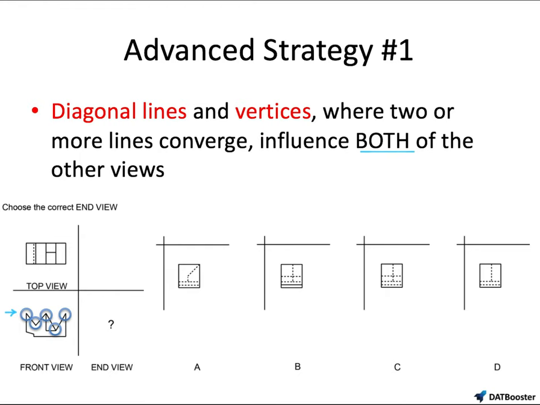These peaks and valleys appear as both vertical lines in the top view as well as horizontal lines in the end view. So vertices are incredibly important because they influence both of the other views. Feel free to solve this one on your own if you'd like. I can explain the correct answer in the comments if you guys would like me to do that.